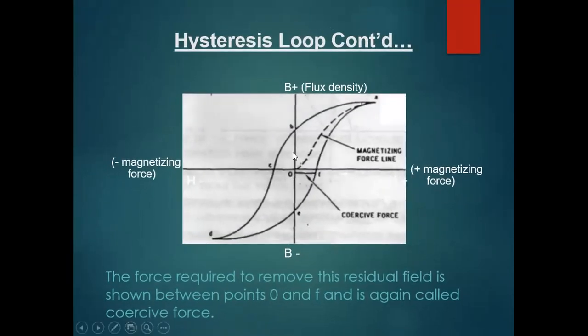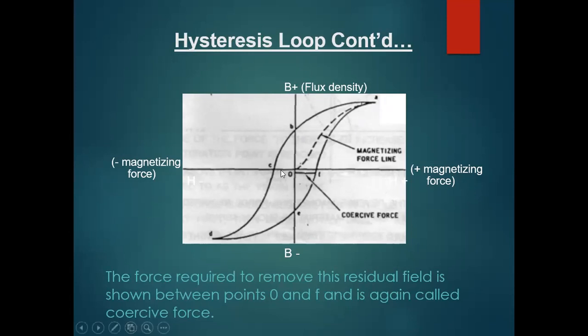One thing you all please remember: this is the saturation point. This saturation point depends upon the permeability of the material. If the material has high permeability, this point will be higher. If the material has less permeability, then this point will be reduced. Now this is the residual magnetic field. This depends upon the retentivity of the material. If retentivity is high, then there is more residual magnetic field. If retentivity is less, then there is less magnetic field.